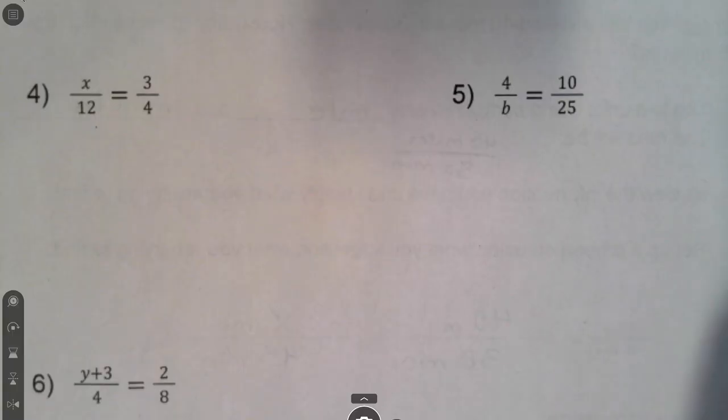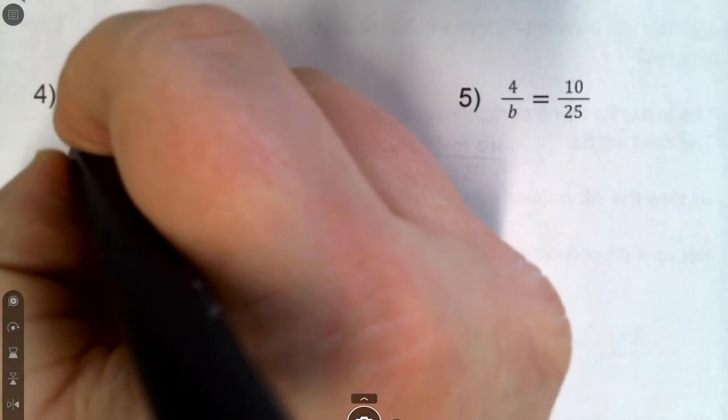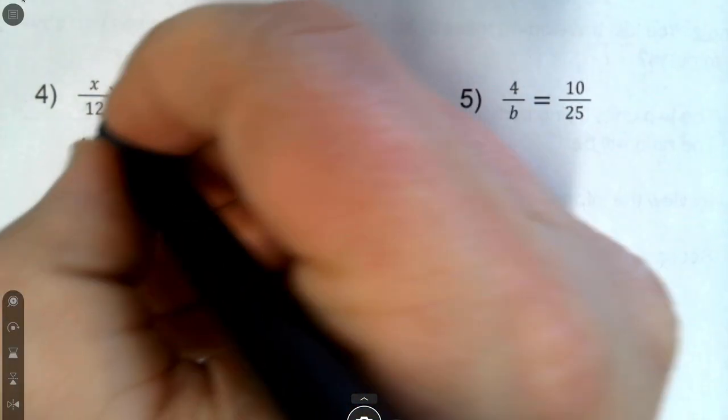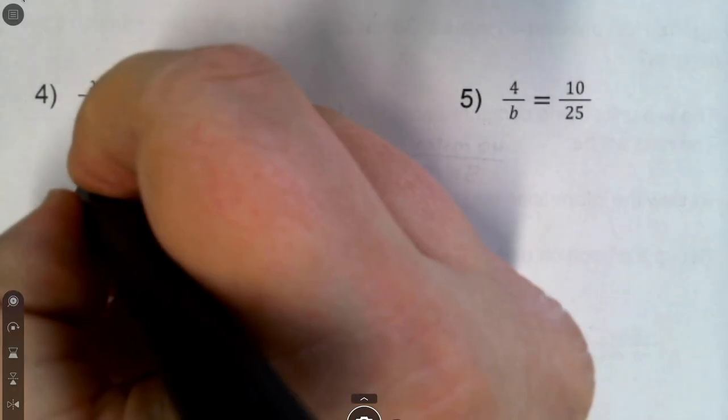Okay, number 4, we cross multiply. X times 4 is 4x. 3 times 12 is 36. Then we divide both sides by 4.